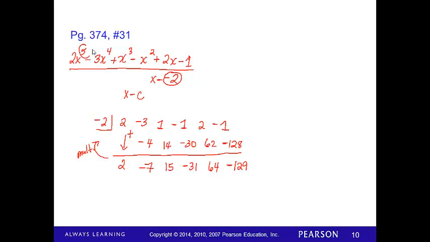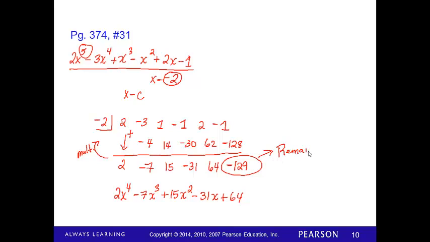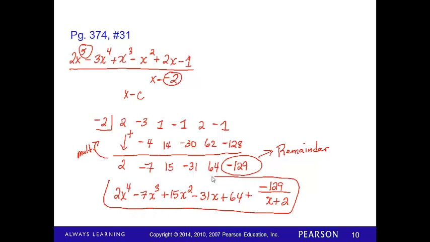So this has a degree of 5, which means my answer must have a degree of 4. So this is 2x to the 4th power minus 7x squared plus 15x. Oh, I forgot one, I'm sorry. 2x to the 4th minus 7x to the 3rd plus 15x squared minus 31x plus 64. And this last number is your remainder again. So it's plus negative 129 divided by x plus 2. And there's your final answer.